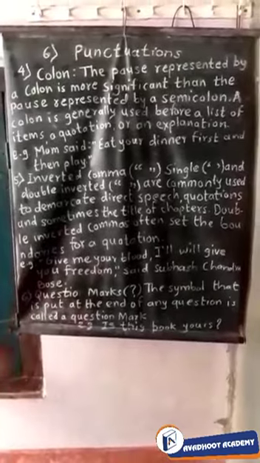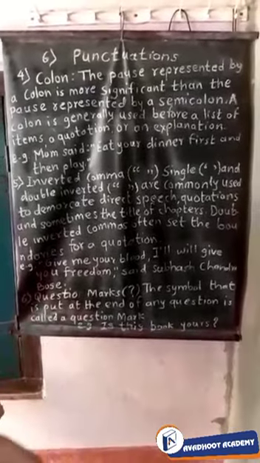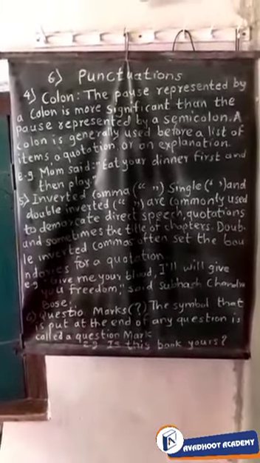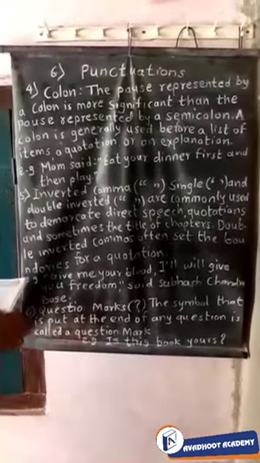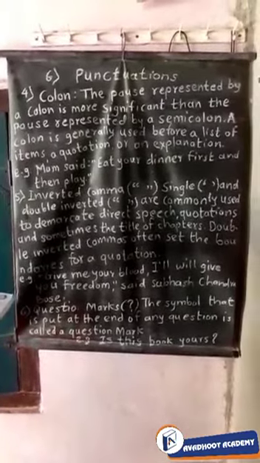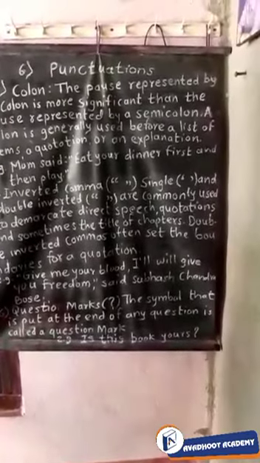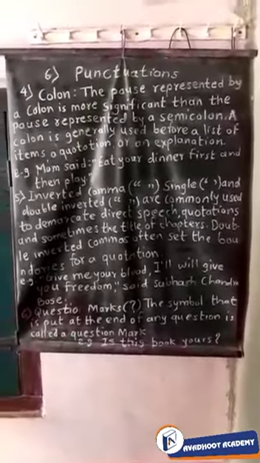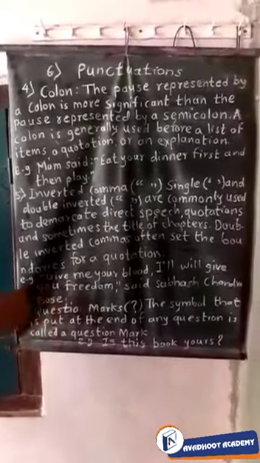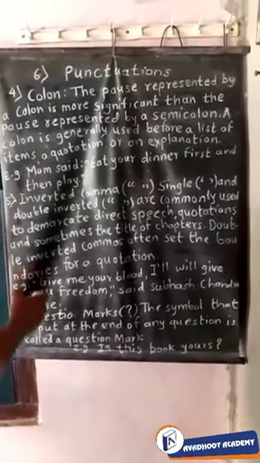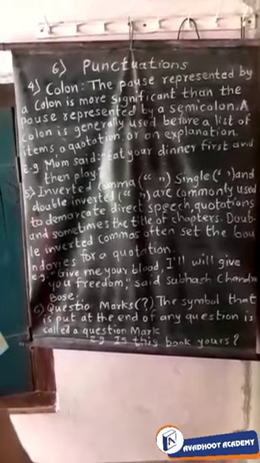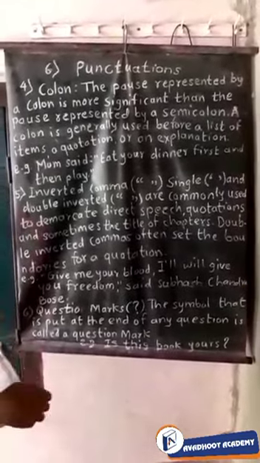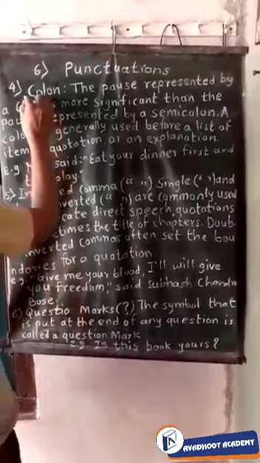Yesterday we saw the topic of punctuation marks. Punctuations are very important in the grammar section. Yesterday we saw 3 punctuation marks: comma, full stop and semicolon. The remaining punctuation marks are colon, inverted commas, question marks, and so on. We are going to see these now. The first one is the colon.